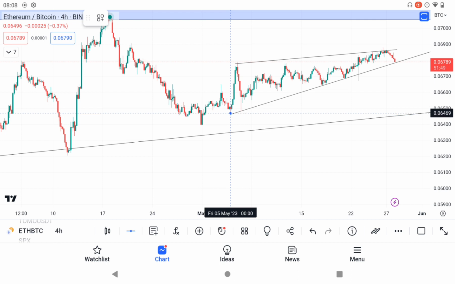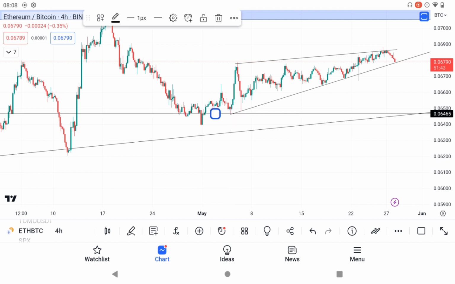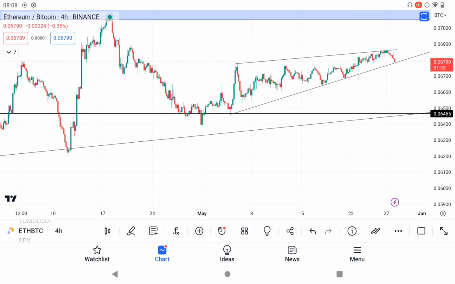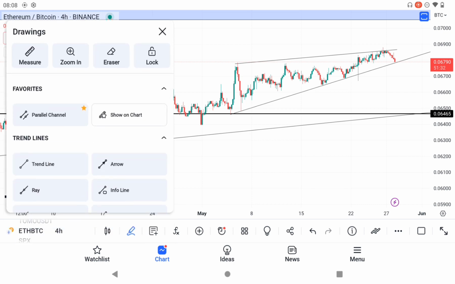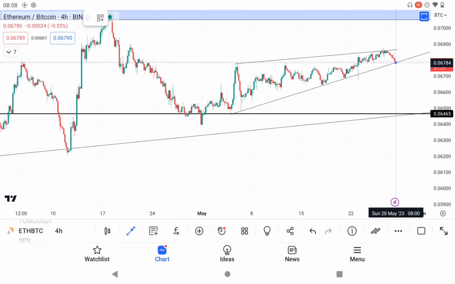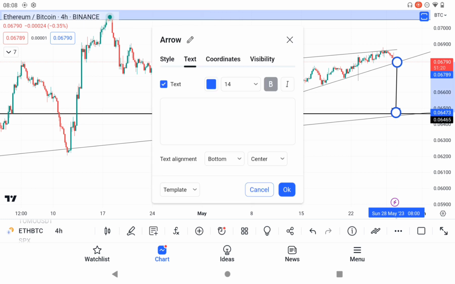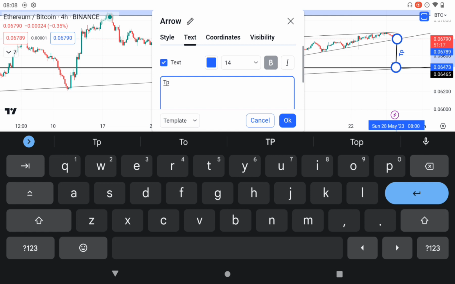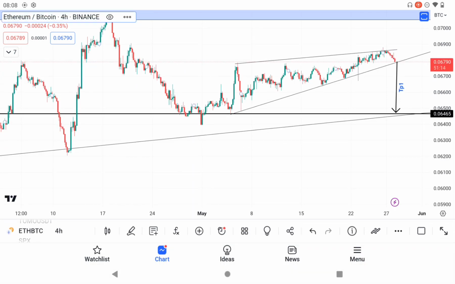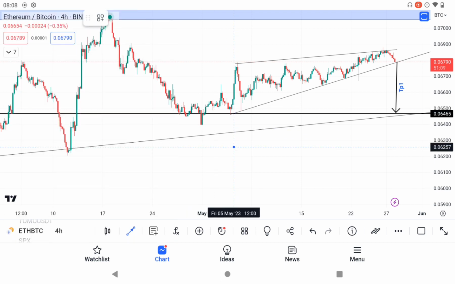So here should be TP1, because this was where the rising wedge started from. So I'm going to make this TP1. If we do come down and take out this point here, it's going to be our TP1. All right, good. So this will be our TP1 if we eventually take out this point here.